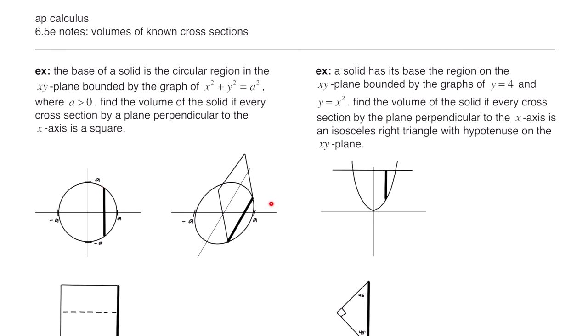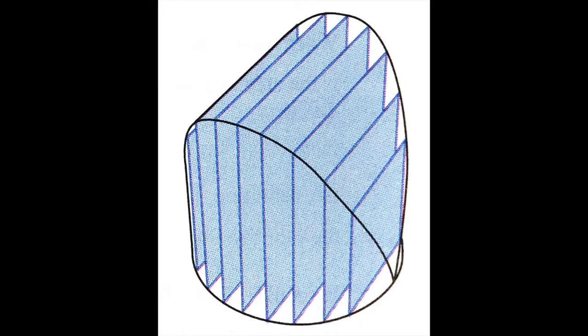You can see over here the diagram kind of gives you a better idea, where you have the side of the square that's bounded by the circle, and the square is coming up out of the graph. And what's happening is we're drawing an infinite number of squares from negative a to positive a that are all perpendicular to the x-axis. So here's a diagram that demonstrates this a little bit better.